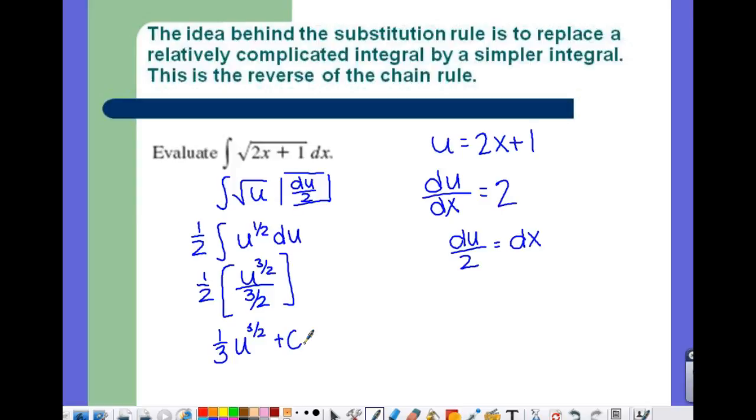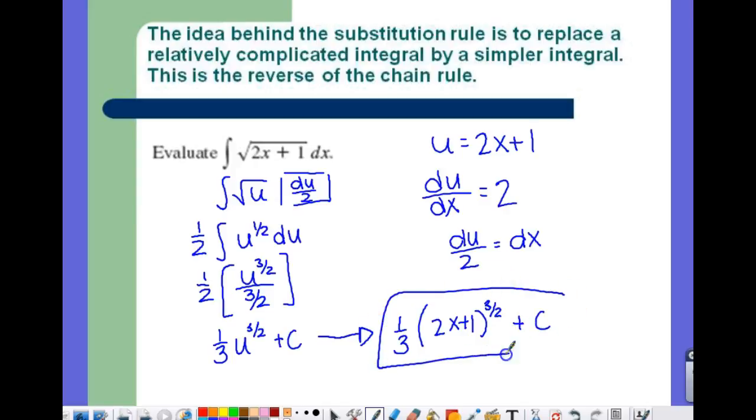Now we started the problem with x's, so we're going to finish the problem with x's. We're going to go back and substitute one more time and replace u with the 2x plus 1 again. So you get 1/3 times 2x plus 1 to the 3/2 power plus c. So we're substituting in, replacing, and then substituting back. You'll go from x's to u's and then back to x's.